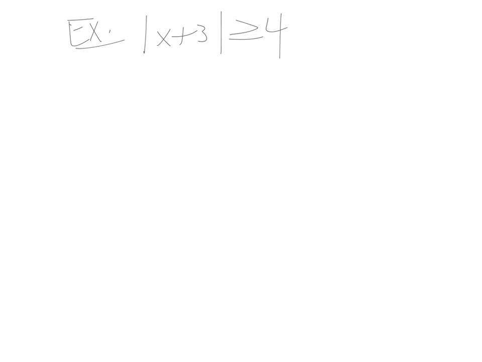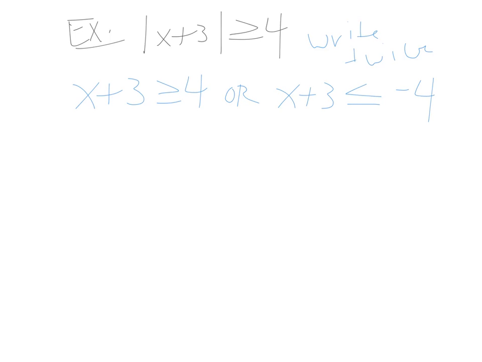So let's solve this one. It's a greater than. When you have a greater than, you have to write it twice, just like when you have an equal to. So I write x plus 3 greater than or equal to positive 4, then the word or, x plus 3 less than or equal to negative 4. And then you have to solve each one of those. So the one on the left, subtract 3. X is greater than or equal to 1. The one on the right, subtract 3. X is less than or equal to negative 7.